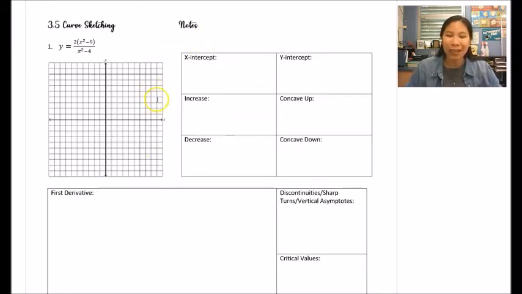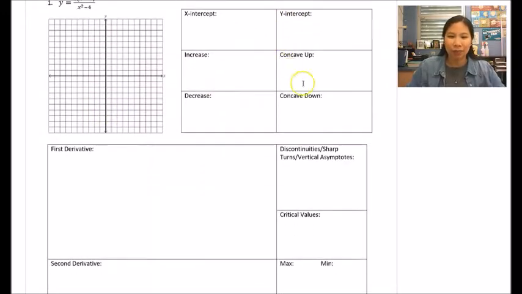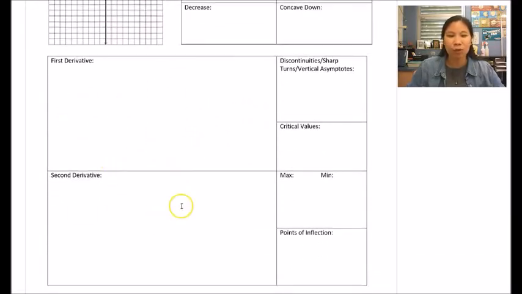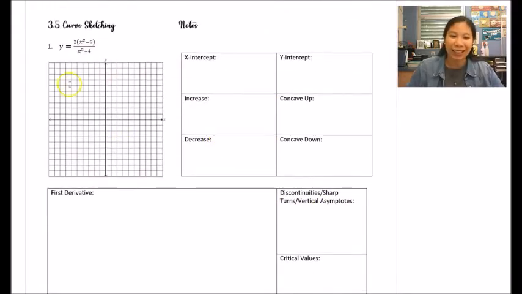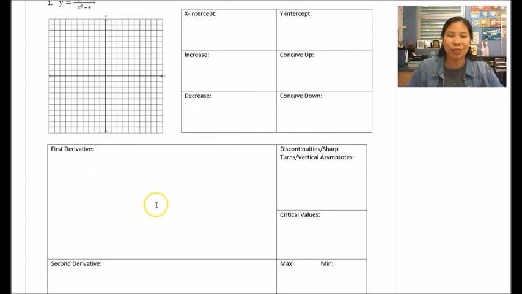I have my notes organized today in a document so that you can follow along and fill in. I have it organized so that we have space to find the first derivative, second derivative, all of that. Hopefully this organization will help us sketch that curve at the end. With any problem, I like to start by finding the x and y intercepts to give myself an idea of what points this graph might have. Then we'll find our first and second derivatives to help us with increasing, decreasing, concavity, as well as finding critical points.